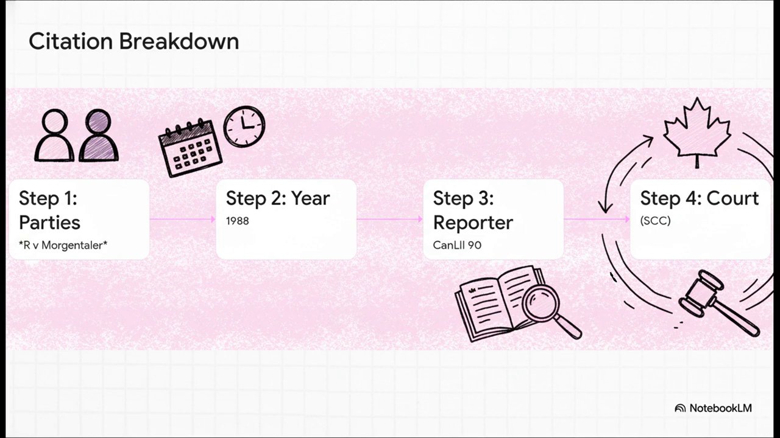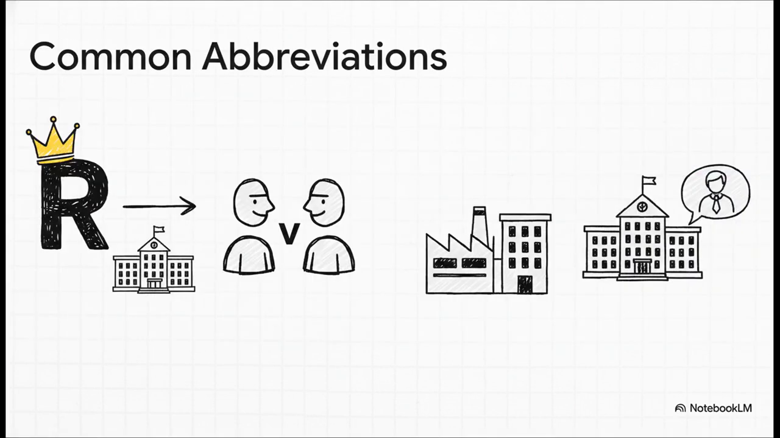Now, the names in these citations are kind of like a secret code of their own. For example, R doesn't stand for a person named R. It's for Regina, which is Latin for queen, and it represents the government in criminal cases. The little v is just shorthand for versus. And you'll see other stuff too, like Ltd. for companies, or Minister of such-and-such for a specific government department. It's all about being as clear and concise as possible.